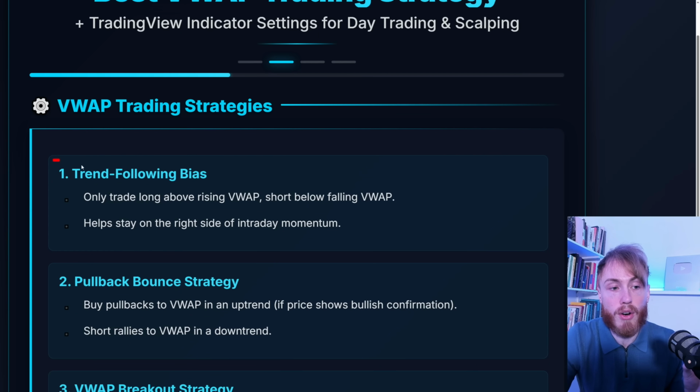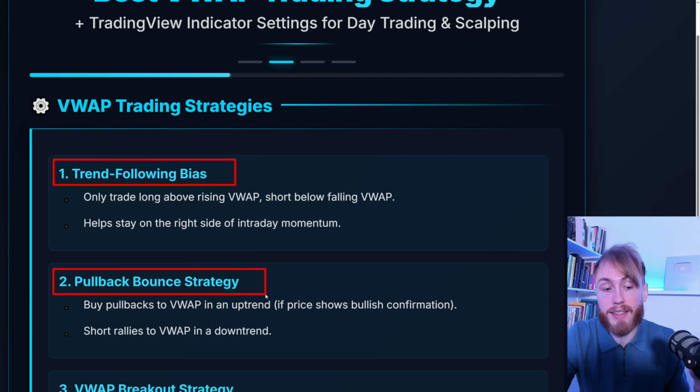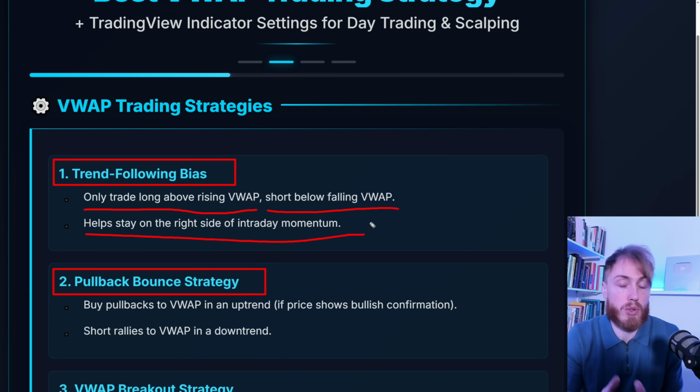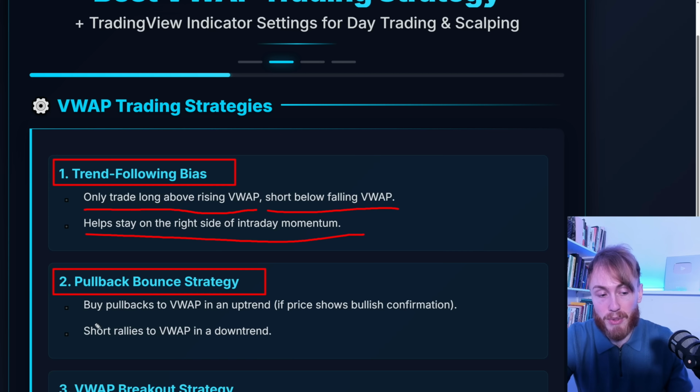And these are the trend following bias, this one we briefly mentioned before, and the pullback bounce strategy. But the trend following strategy is basically to only trade long above a rising VWAP and only short below a falling VWAP. And this can help to stay on the right side of the momentum. And we will very soon jump into TradingView and show you guys that.